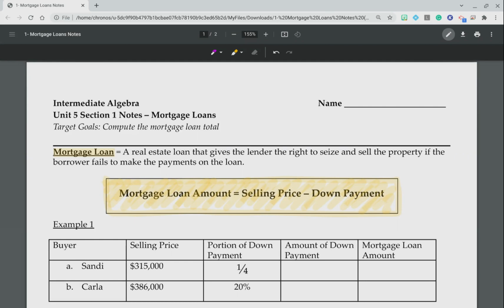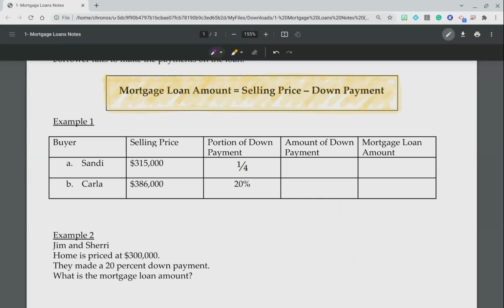Let's practice finding the amount of the mortgage loan. Sandy bought a house, and the house costs $315,000. The portion of the down payment is 1/4, so their down payment was 1/4 of 315,000. To find the down payment, I take 315,000 and divide it by 4, and I get a down payment of $78,750.